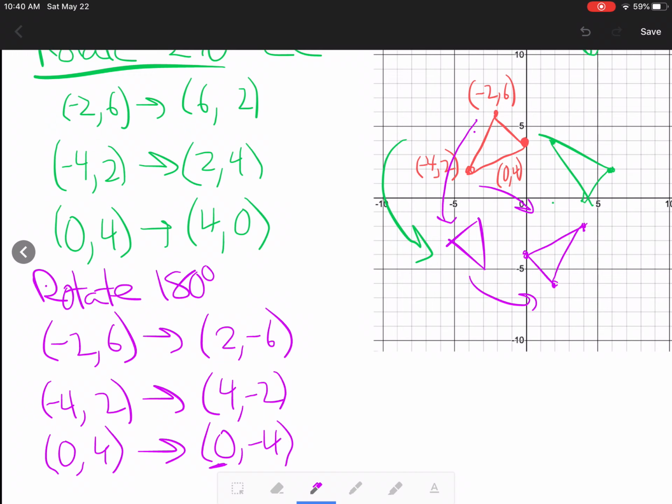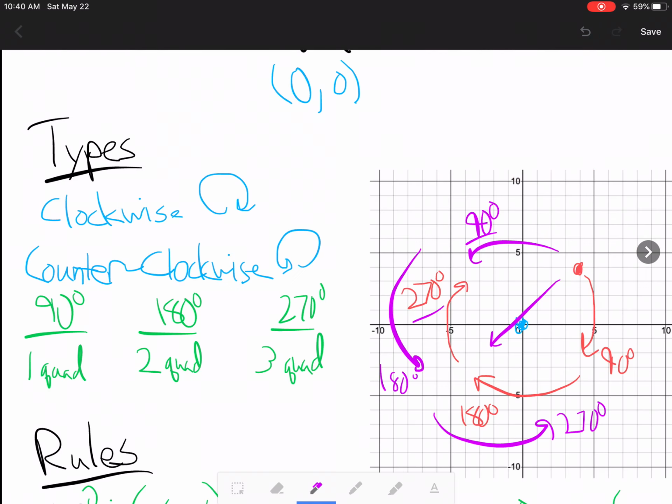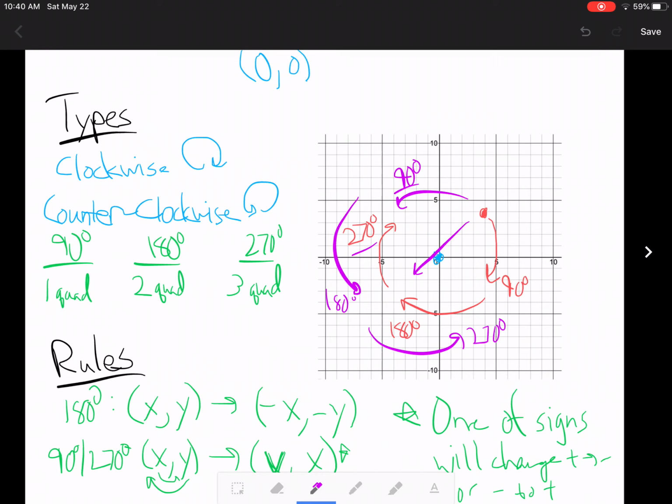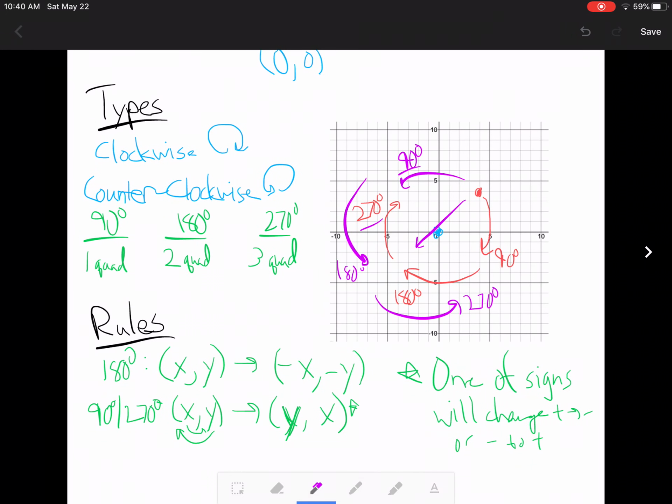So that's how we do rotations. Again, it really boils down to just knowing this information right here and being able to apply it. So good luck on your practice, and let me know if you have any questions.